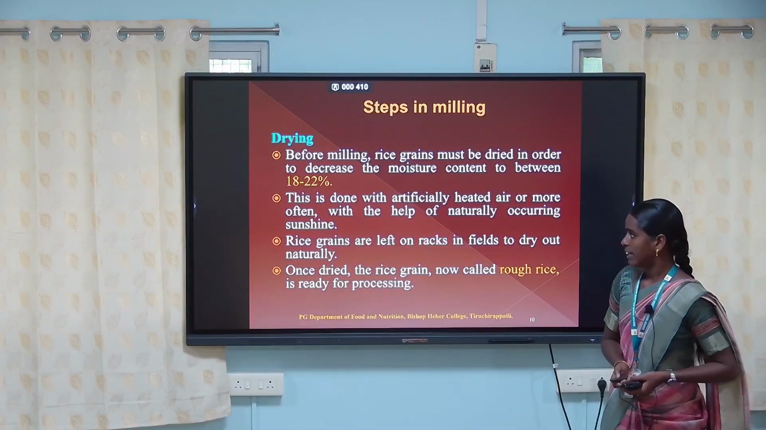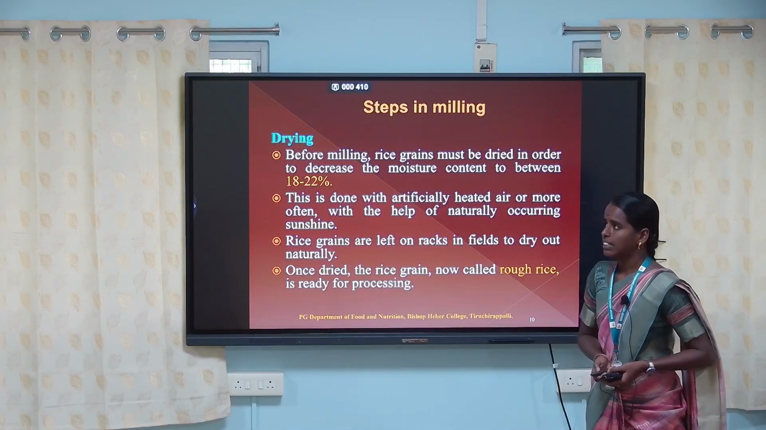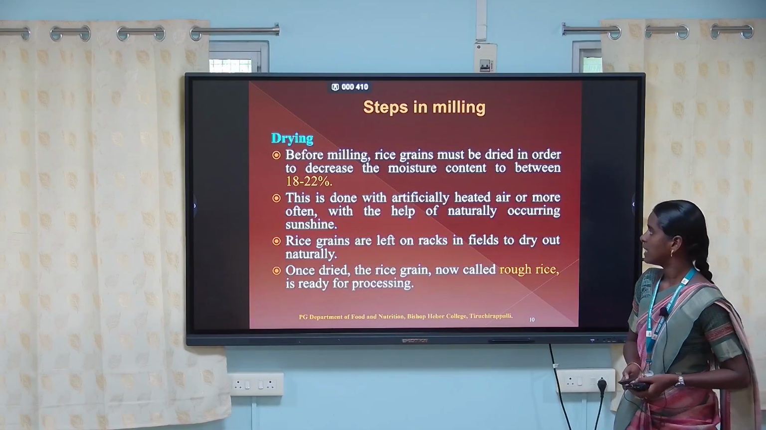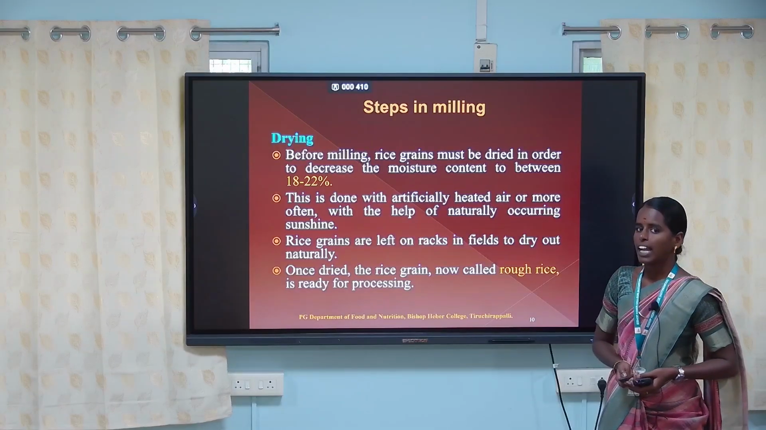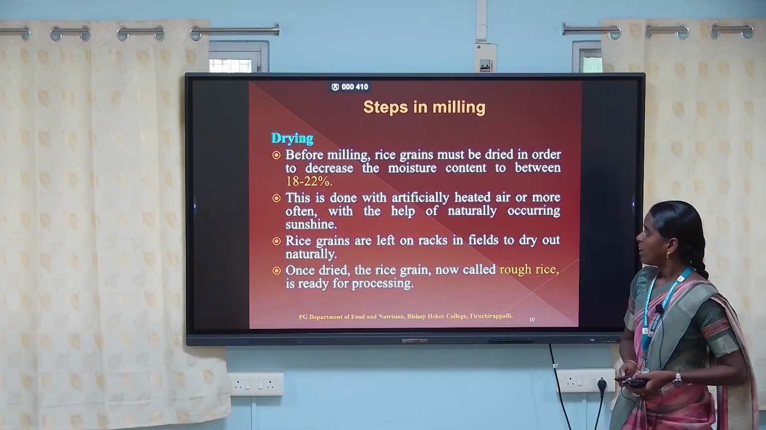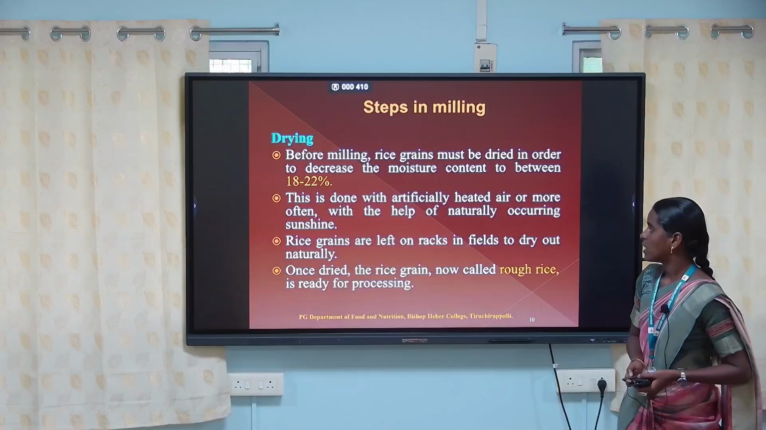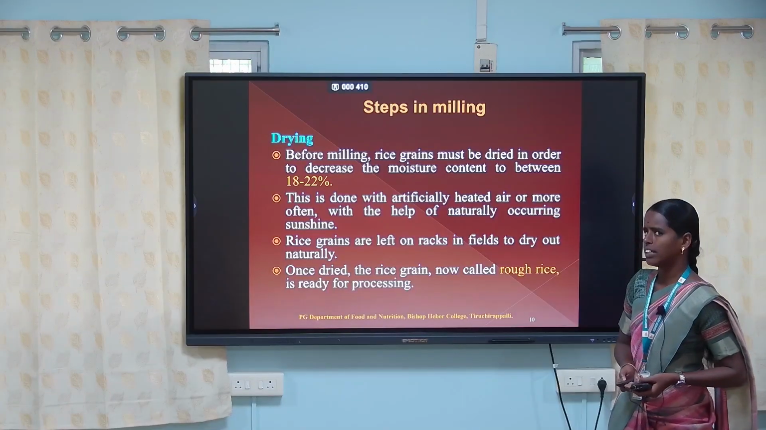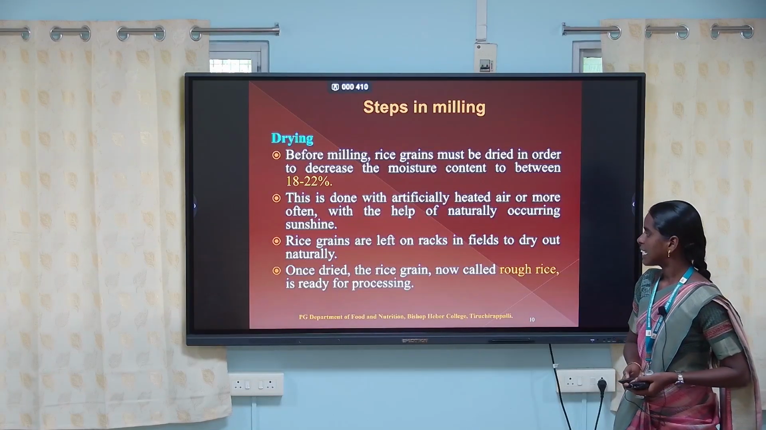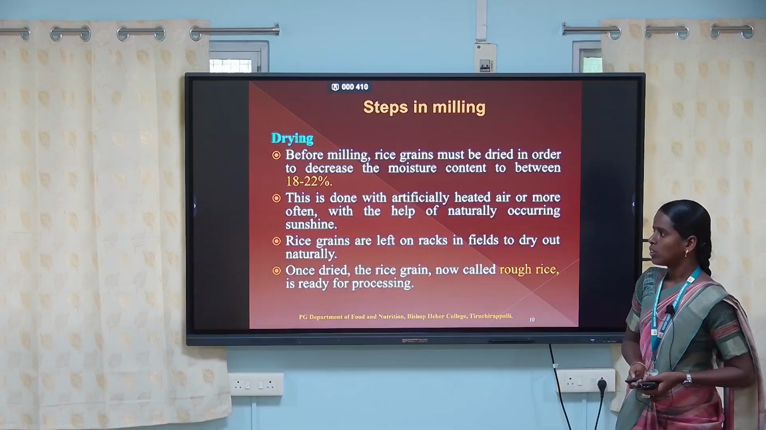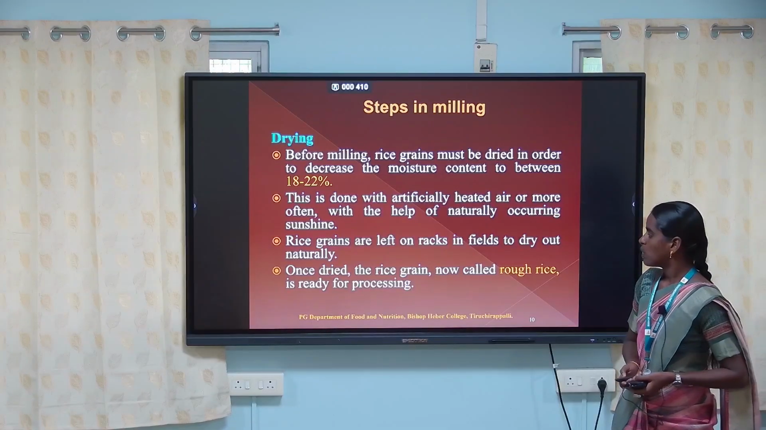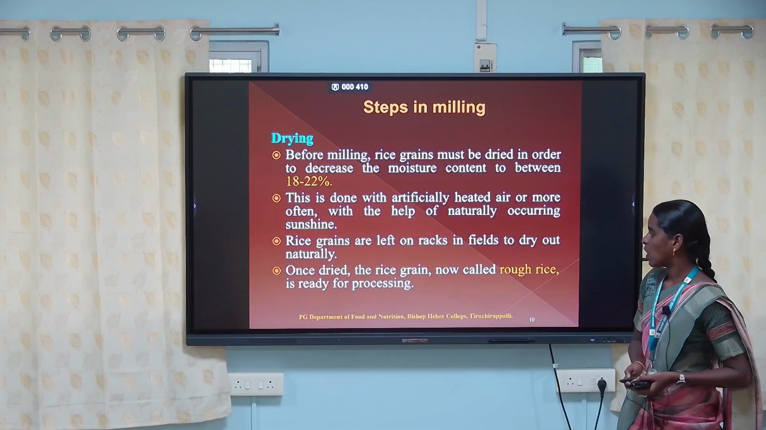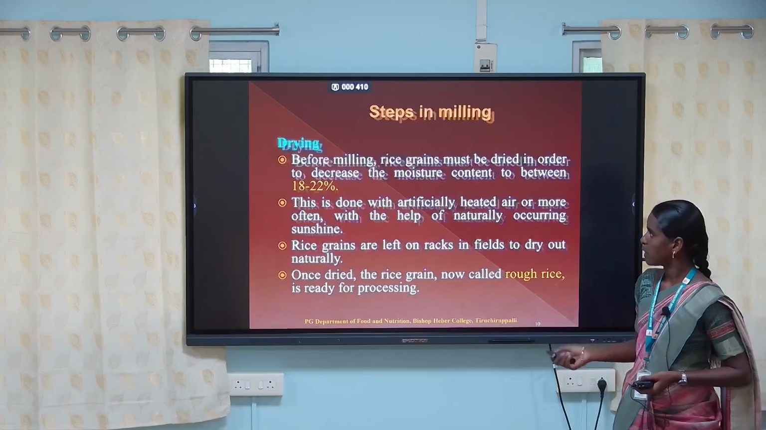The next step is drying. Before going to the milling process, the rice grain must be dried in order to decrease the moisture content to between 18 to 22%. This is done with artificially heated air or, more often, with the help of naturally occurring sunshine. The rice grains are left on tracks in the field to dry out naturally. Once dried, the rice grains are called rough rice and are ready for further processing.